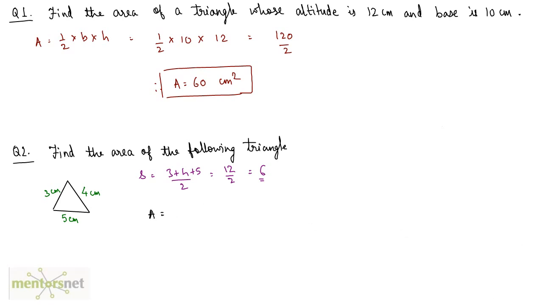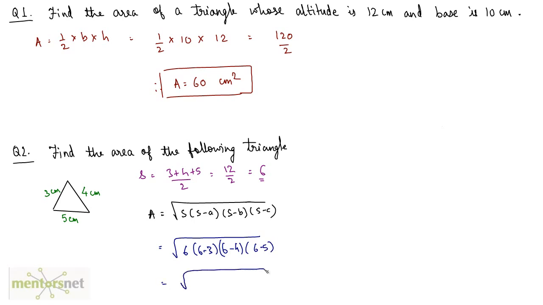Area is equal to, we know the formula, square root of s, which is 6, into (6 minus 3) into (6 minus 4) into (6 minus 5). That's the square root of 6 into 3 into 2 into 1, which is equal to the square root of 36, and the square root of 36 is 6. So 6 centimeter square is the area of this triangle shown here.